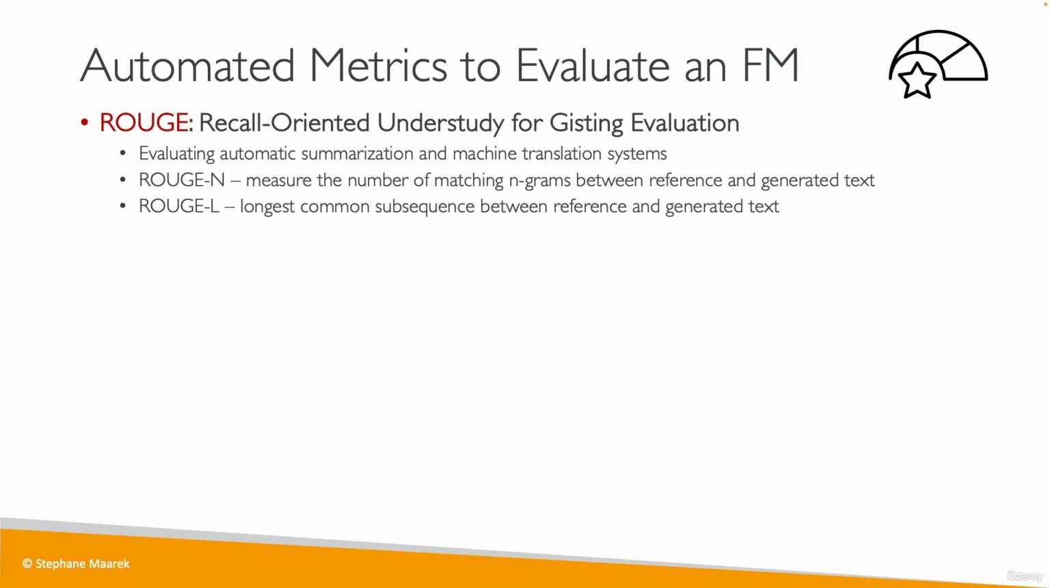And you have ROUGE-L, which is going to compute the longest common subsequence between the reference and generated text. What is the longest sequence of words that is shared between the two texts? Which makes a lot of sense, for example, if you have machine translation systems.